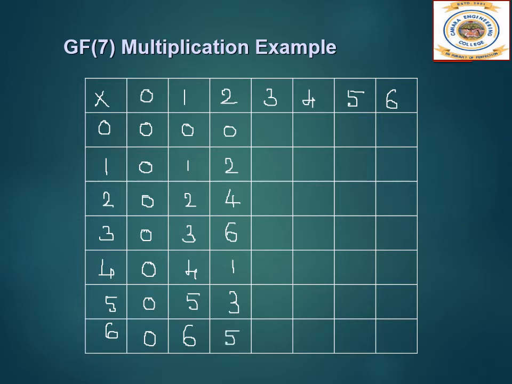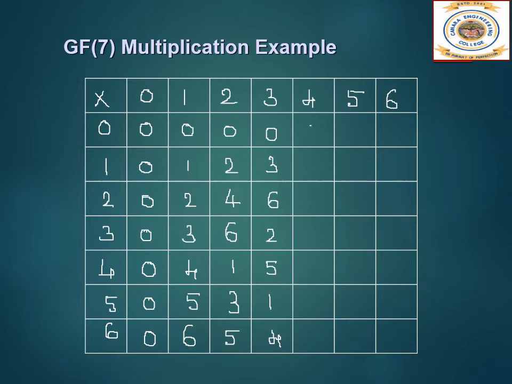Coming to the next column, that is 3. 3 into 0 is 0. 3 into 1 is 3. 3 into 2 is 6. 3 into 3 is how much? 9. Again 9 mod 7 is going to be 2. Then 3 fours are 12, 12 mod 7 is 5. 3 into 5 is 15, 15 mod 7 is 1. 3 into 6 is 18, 18 mod 7 is 4.